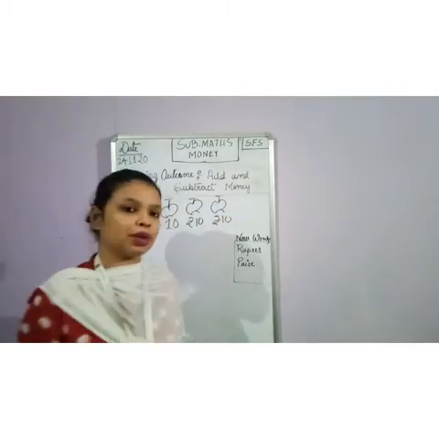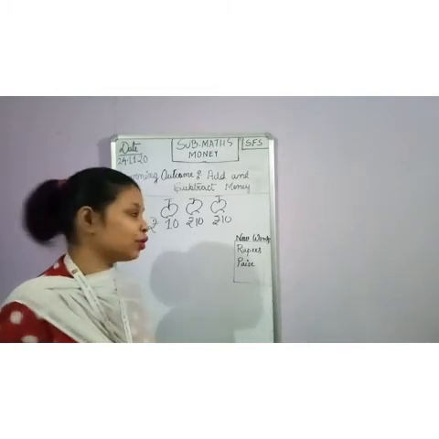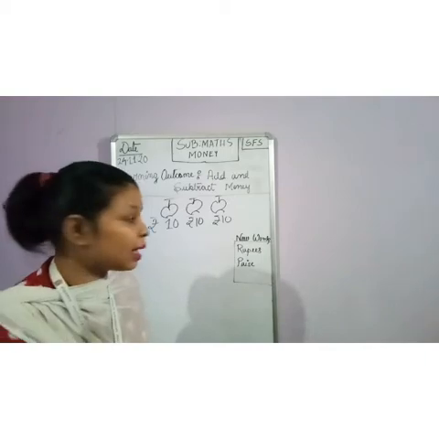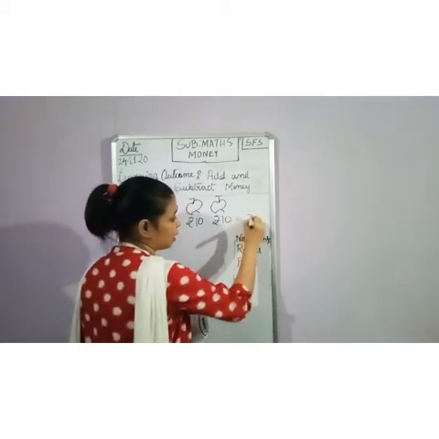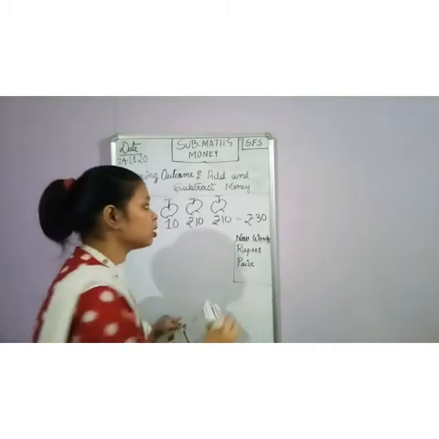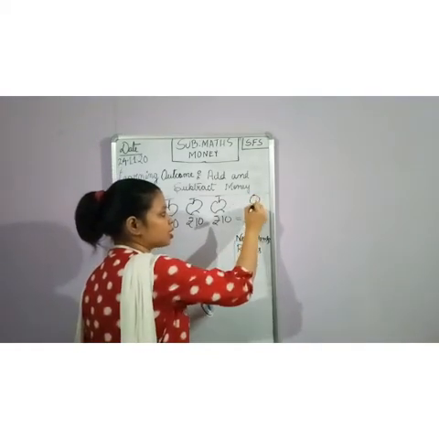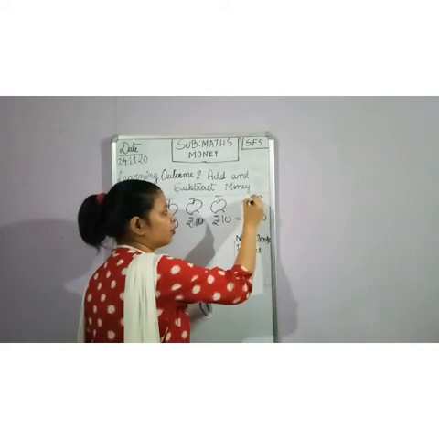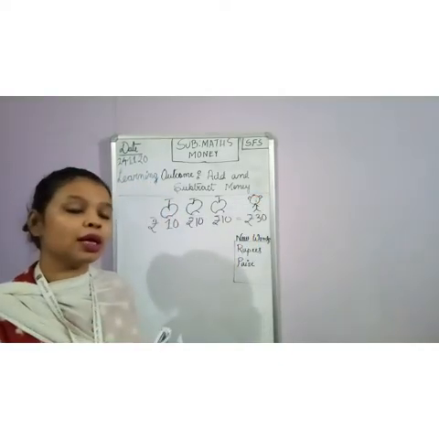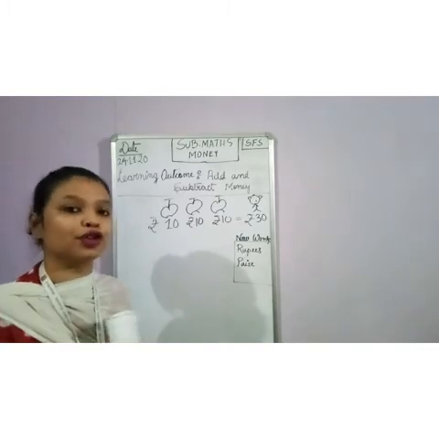The cost of 1 apple is rupees 10. So what you will do? You will add that in your mind, that 10 plus 10 plus 10 equals to rupees 30. So I have to give rupees 30 to the shopkeeper. Okay, this is the shopkeeper. I have to give rupees 30 to the shopkeeper, to the man who is selling the fruit.